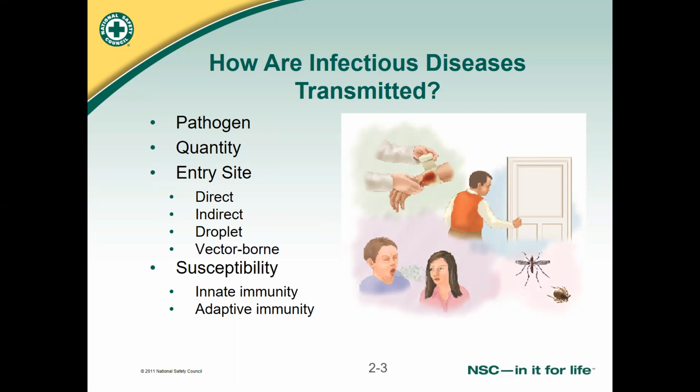And then you have to have susceptibility. So your innate immunity includes things like fever, your skin, and white blood cells that would get rid of general infectious agents to the best of its ability, but also the adaptive immunity that we have from immunizations. So, for example, if you were immunized for hepatitis B, you could be exposed to blood that had hepatitis B. There could be plenty of quantity, and there could be an entry site. You could get it in your eyes, but because you've had the vaccine, you're not susceptible to it.